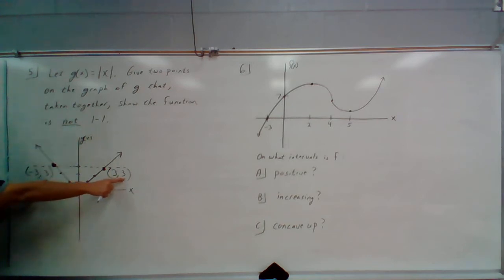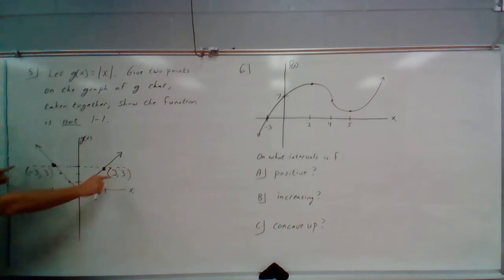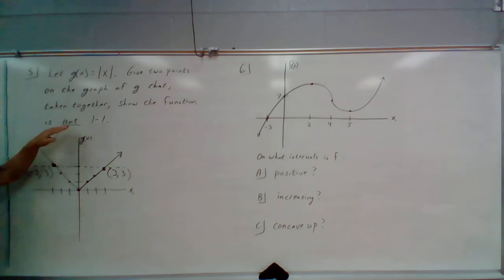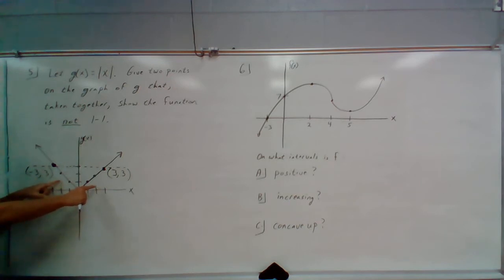I've got the same y, but 2 different x's. I plot these 2 points, I can draw a horizontal line through it, and it fails the horizontal line test, and hence is not 1 to 1. Of course, you could have used any, or an infinite number of points would be answers. You could use (2, 2) and (-2, 2). Or (1, 1) and (-1, 1).